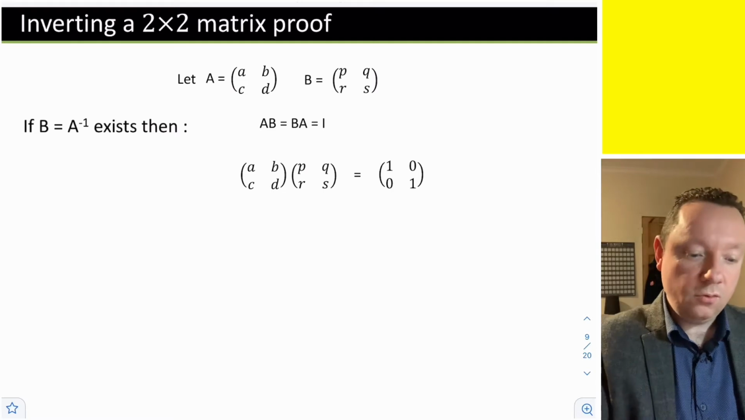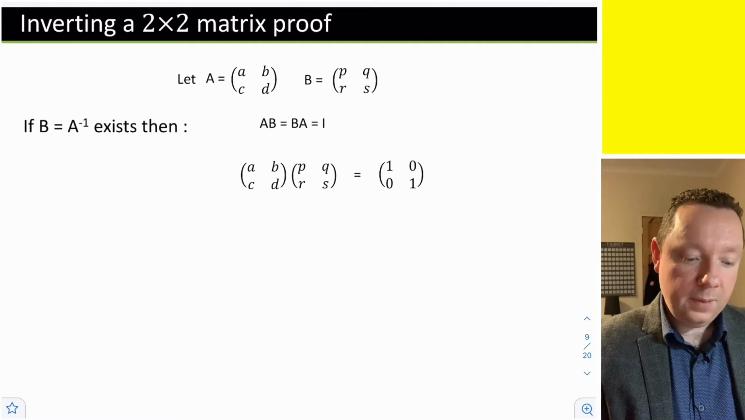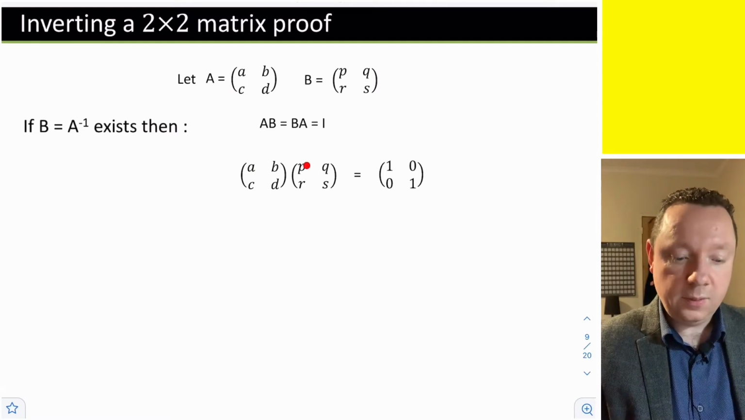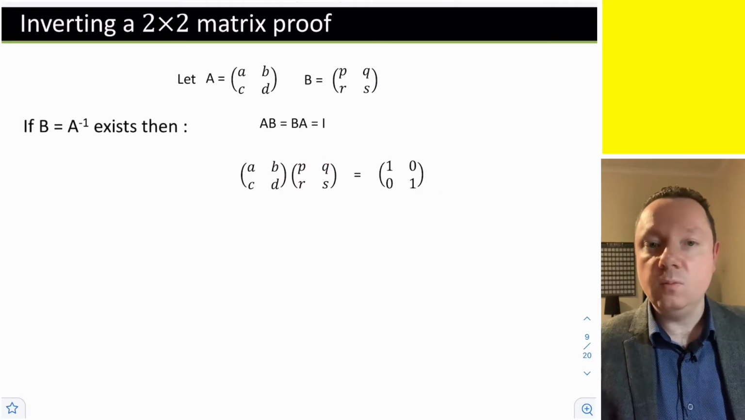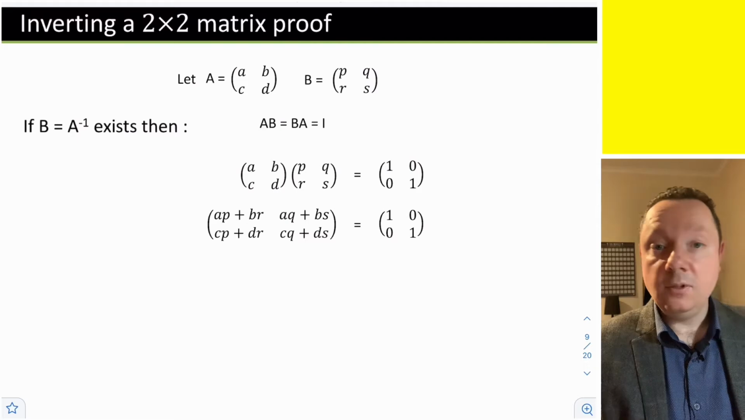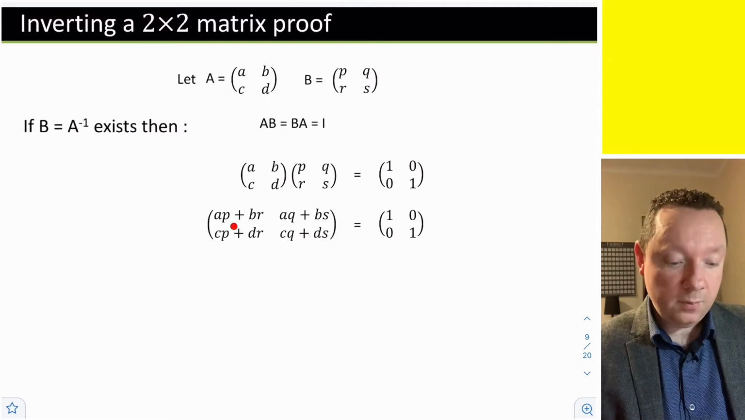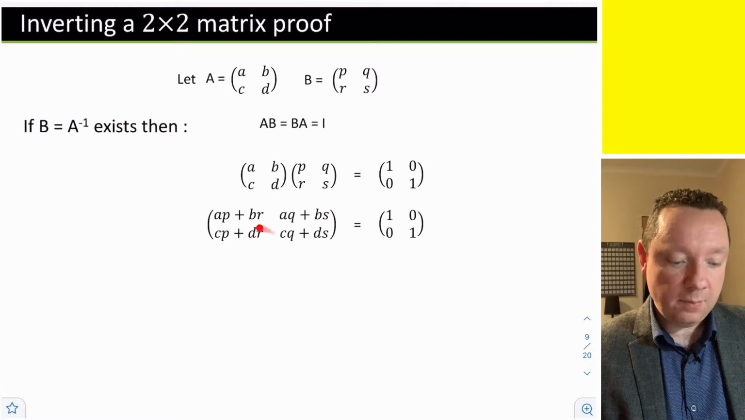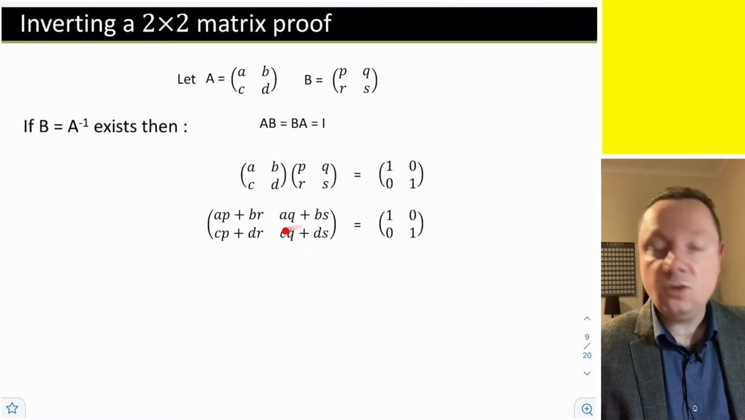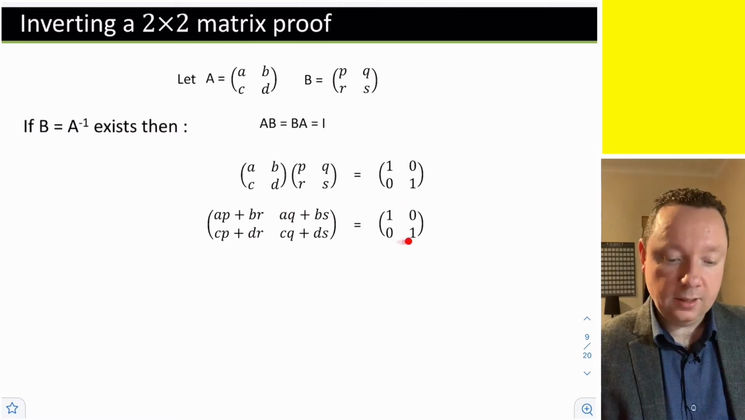So in matrix form, [a, b; c, d] times [p, q; r, s] would equal the identity matrix. Let's multiply those matrices together. So multiplying the matrices together, we would get ap plus br, aq plus bs, cp plus dr, and cq plus ds equals the identity matrix.